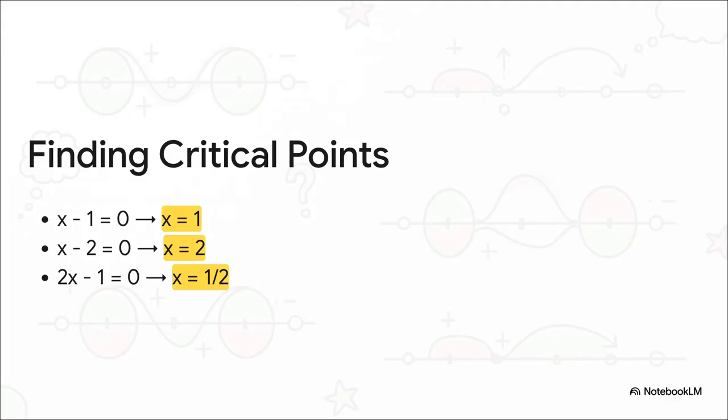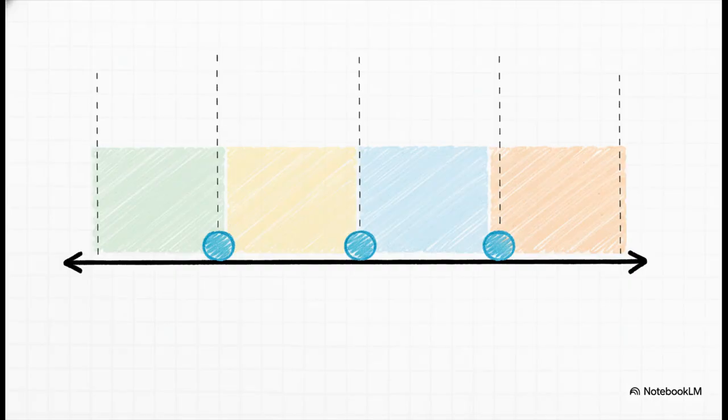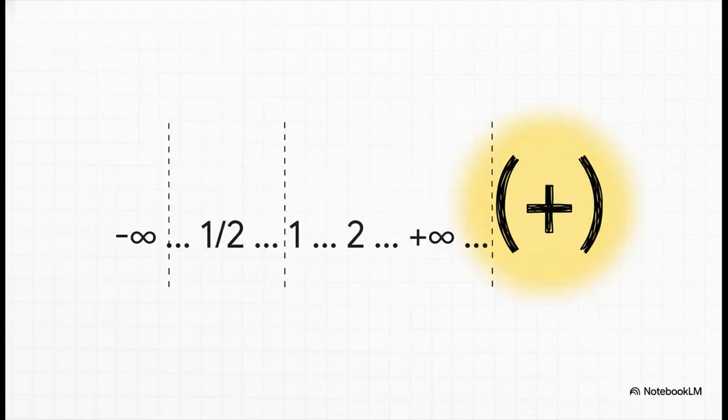All right, on to step 1. Find those critical points. We just set each piece to 0 and solve. Super easy. That gives us our 3 boundary points, x equals 1, x equals 2, and x equals 1/2. Step 2, piece of cake. We just take those 3 points, 1/2, 1, and 2, and we pop them onto our number line in the right order. And you can see, just like that, they've split the entire number line into 4 distinct regions or intervals.